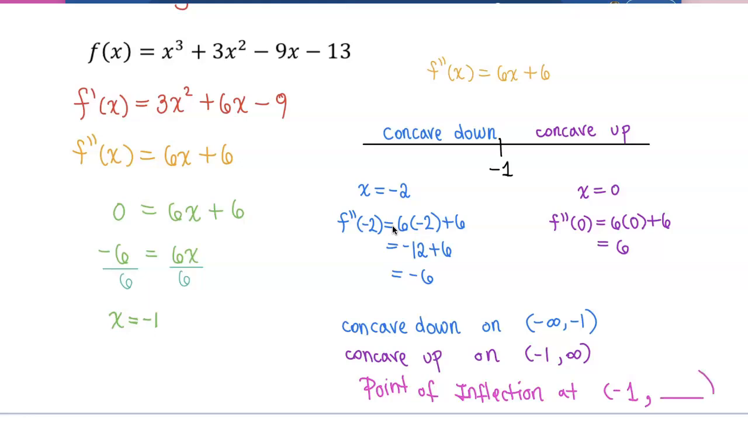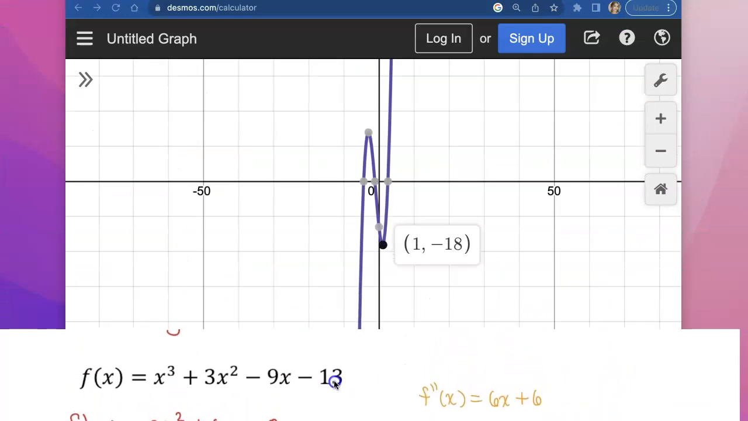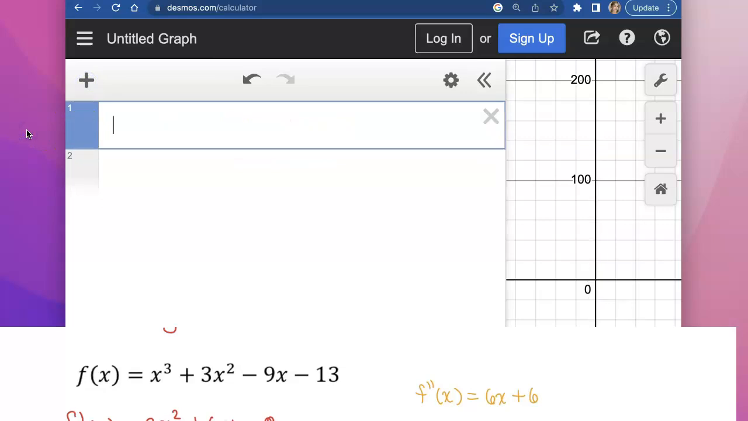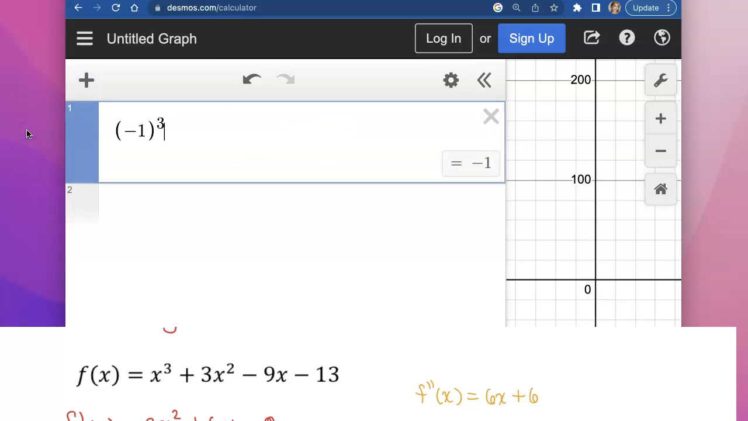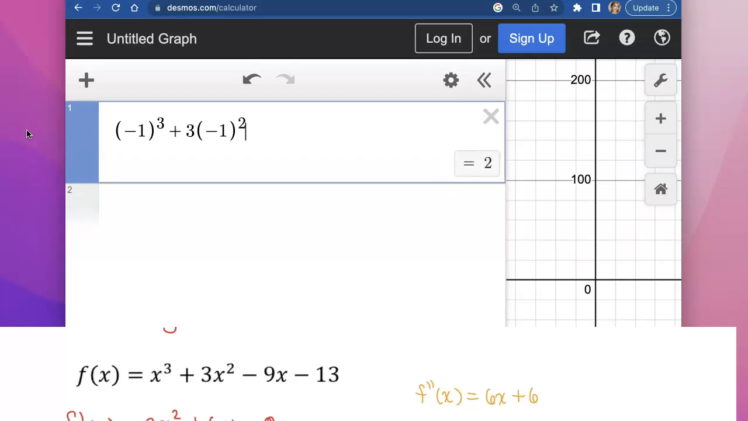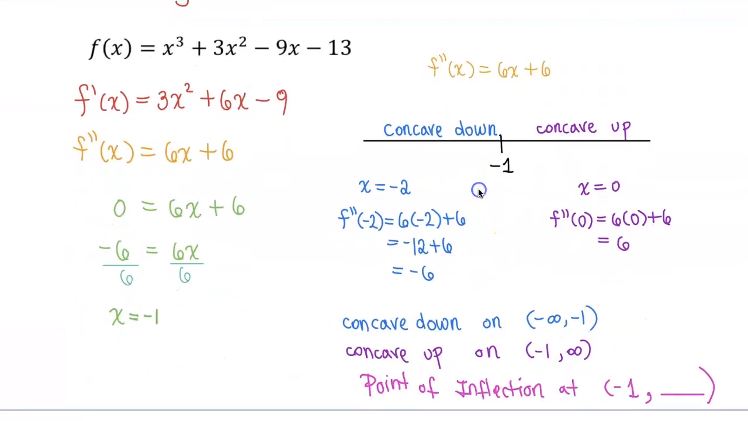I don't know yet. So we're going to have to now go find the y value of x equals -1. So this is the function that I need to plug x equals -1 into. So let me open a calculator here, and I'll just plug in -1. -1 cubed plus 3 times -1 squared minus 9 times -1 minus 13. Well, the y value came out to be -2. So the point of inflection is at (-1, -2).